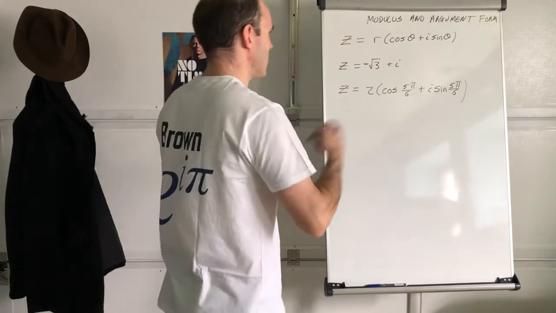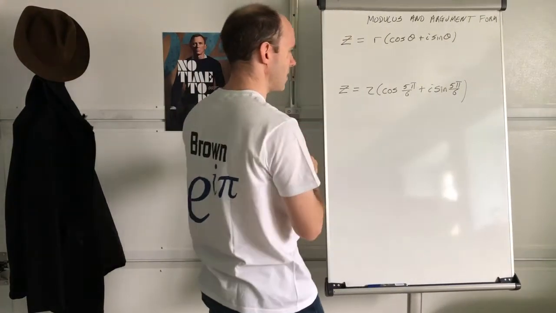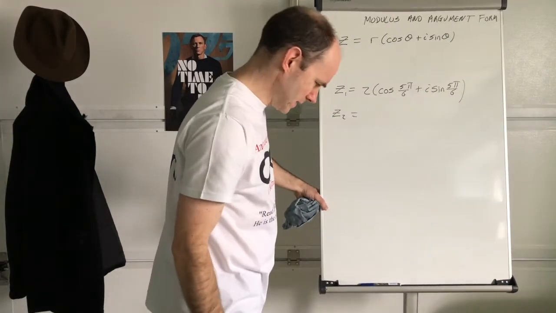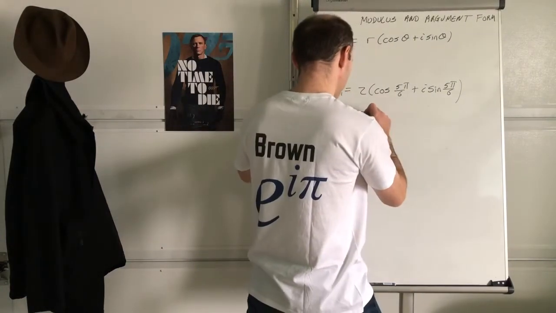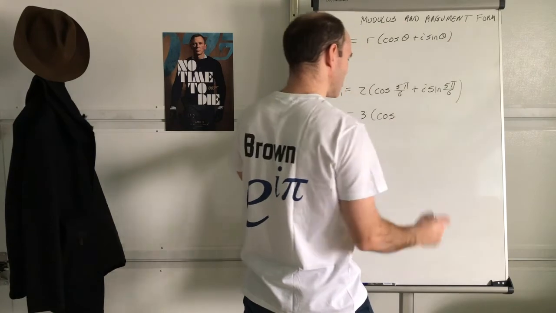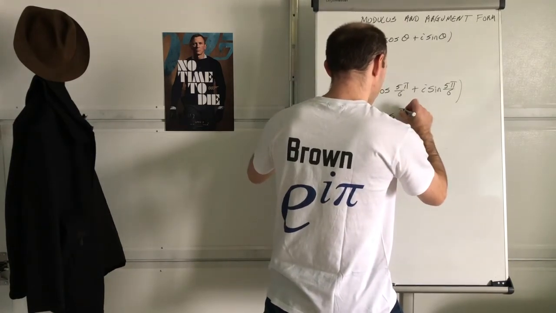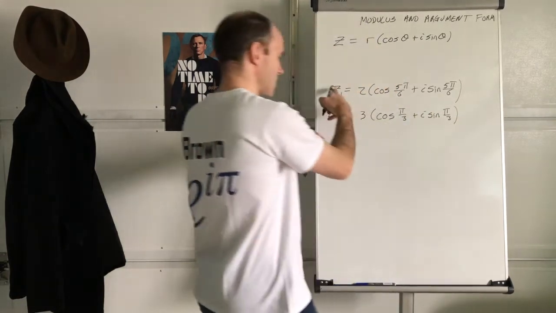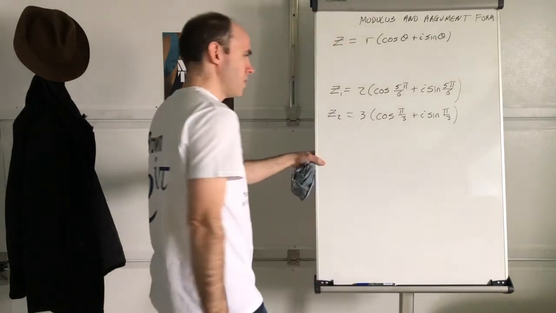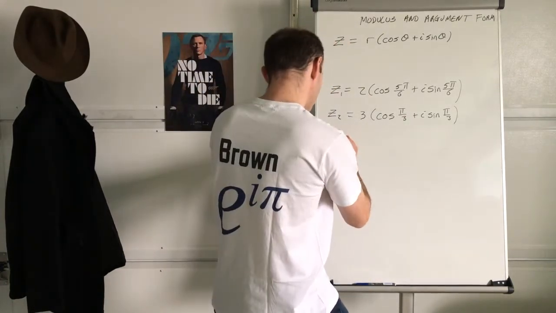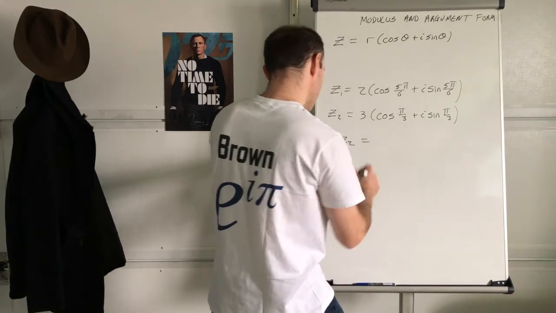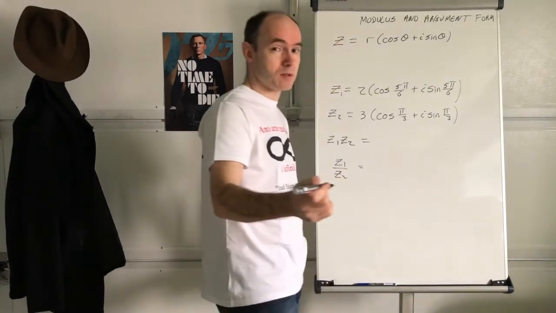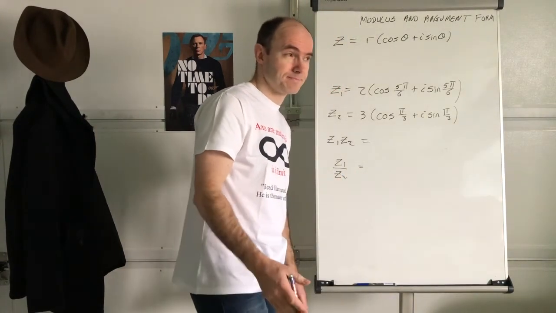Right, I'm going to get rid of this. I'm going to call that Z1. And Z2, what can we have? I don't know, let's just have 3. I'm writing in modulus-argument form, you notice. Cos pi over 3 plus i sine pi over 3. So that's Z1, that's Z2. What I'm going to ask you to do is work out Z1 times Z2, Z1 over Z2, and think about the rules that we just talked about. See you in a minute.